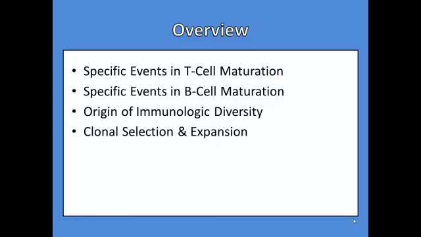So in this topic, we're going to talk about specific events in T cell maturation, specific events in B cell maturation, the origin of immunological diversity, and clonal selection and expansion.